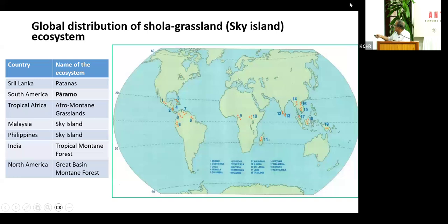So this is the distribution across the world. You can see they're all in the tropical region. So it's not exactly in the temperate region. All these are in the tropical region only, where such sky islands are there, which are named by various countries.